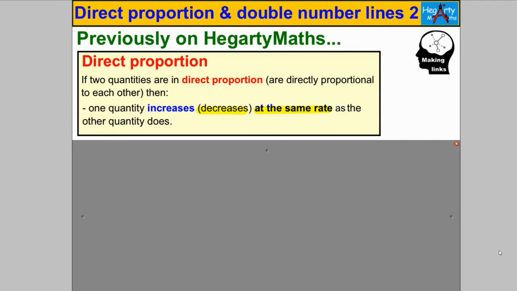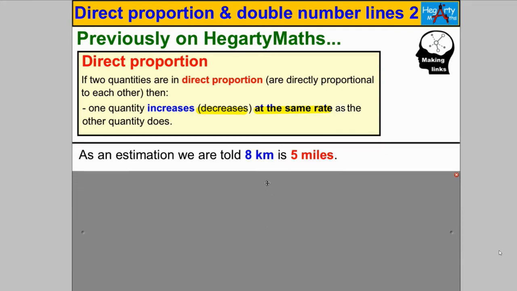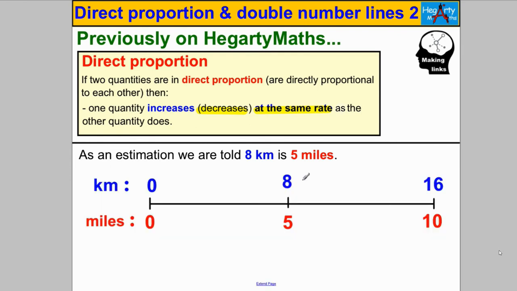And just to remind you of that definition a little bit further, I want to just talk about the double number line again and some of the things we learned from the double number line. Now, do you remember we had as an estimation that 8 kilometers was 5 miles, and we could have drawn the following double number line? We learned that you can double your number of kilometers. 8 multiplied by 2 gives you 16, and when you do that, you must also double your number of miles, so 5 multiplied by 2 would give you 10 miles, okay? So that is what we learned.